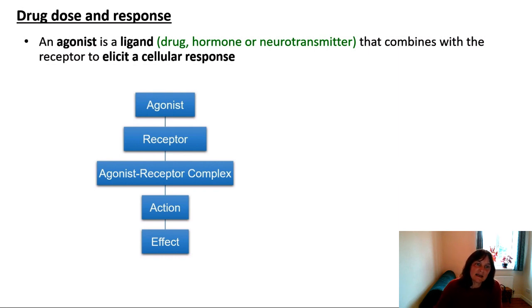So what happens is that an agonist binds to the receptor and it forms this agonist-receptor complex. And this idea of an agonist-receptor complex is quite important in pharmacology. So once this complex is formed, it causes an action within the cell that then results in the biological effect. And that's a biological effect that you're interested in. So it might be that you are looking at an anti-asthma drug and you're looking for bronchodilation. It might be that you're looking for a drug that decreases blood pressure or something like that.